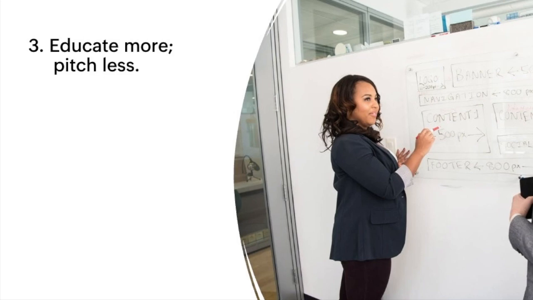Okay, so number 3, educate more and pitch less. So successful entrepreneur Gary Vee, if you've heard of him, he wrote a book called Jab, Jab, Jab, Right Hook. That means jab, jab, jab, give, give, give, right hook, take.